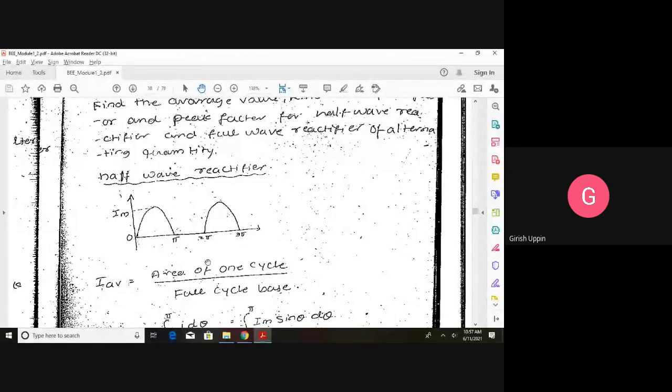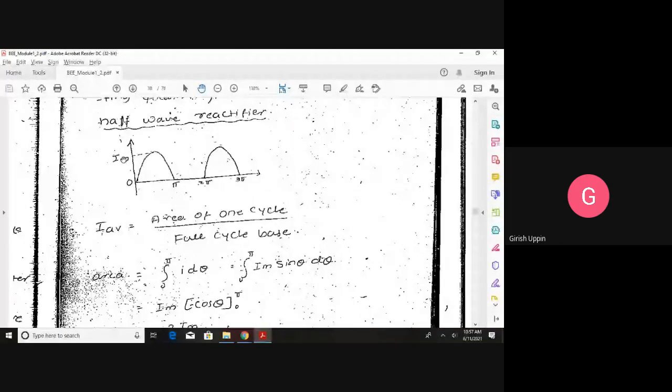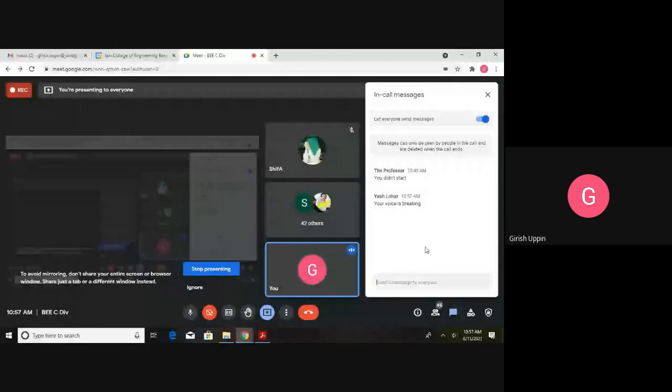Similar to the average value derivation, what we did, we can take a small strip here. If I disconnected, I have connected to my mobile. Okay, let me see.